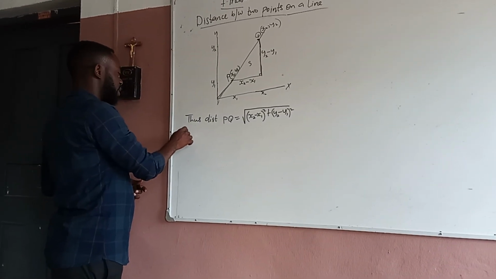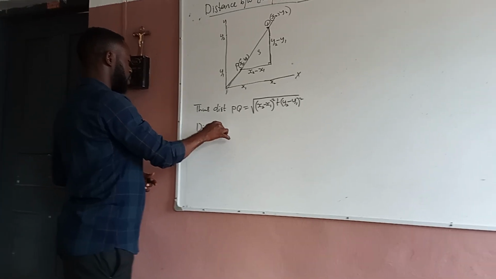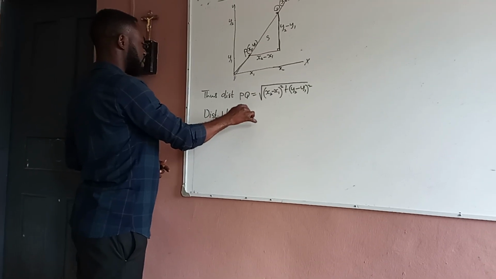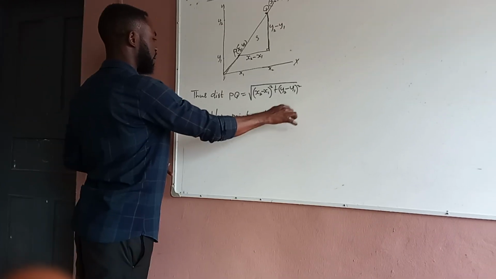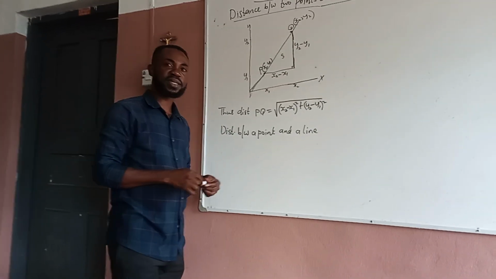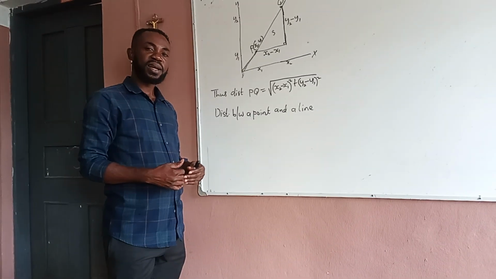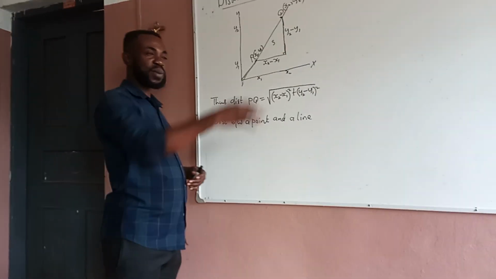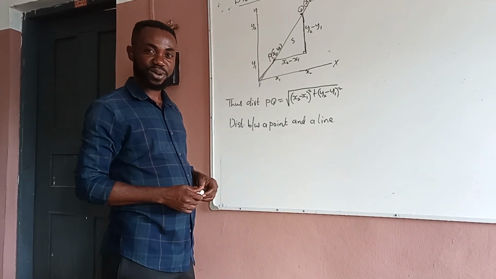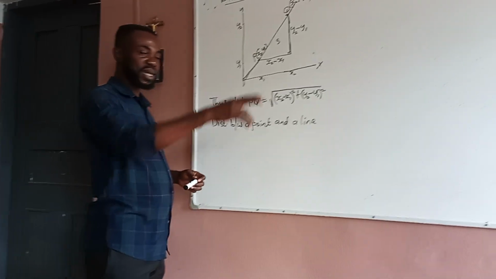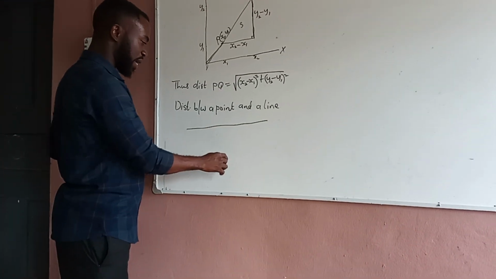Furthermore, distance between a point and a line. For instance, I'm a point, and I want to approach the road here so that I can pick a possible automobile. The road there is a line. The distance between a line and a point.